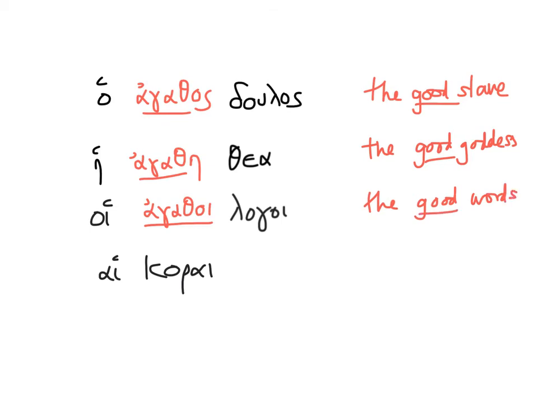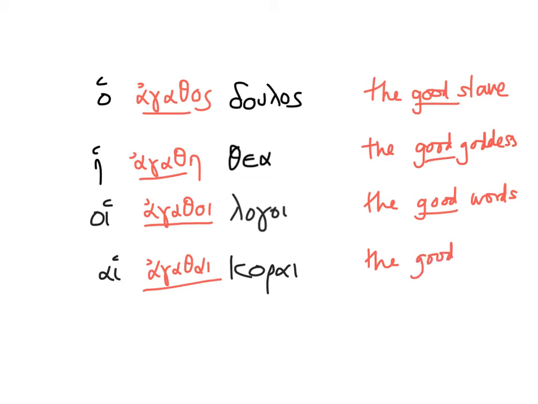Finally, hai korai means the girls. You may have noticed a pattern here, particularly in the first and the third examples, and perhaps you won't be surprised when I add the word for good, it is agathai. I've chosen examples where the adjective usually rhymes with the ending of the noun.